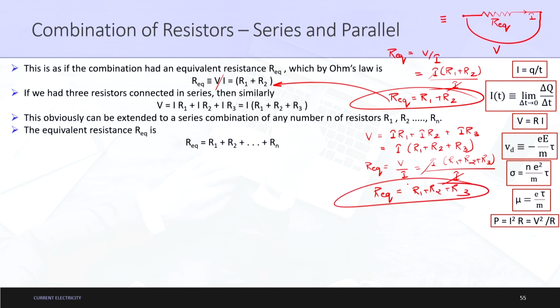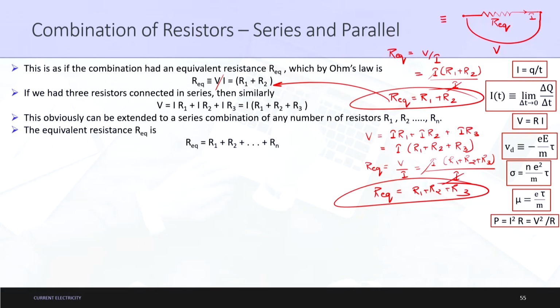So what we found from the complete formulation is that if there is a series of resistors, then the R equivalent will be the summation of all the resistors which are in series. This can obviously be extended to a series combination of any number n of resistors, and the equivalent resistance is R equivalent equal to R1 plus R2 plus R3 plus dot dot dot till Rn. So this is the final formulation for series of resistors.